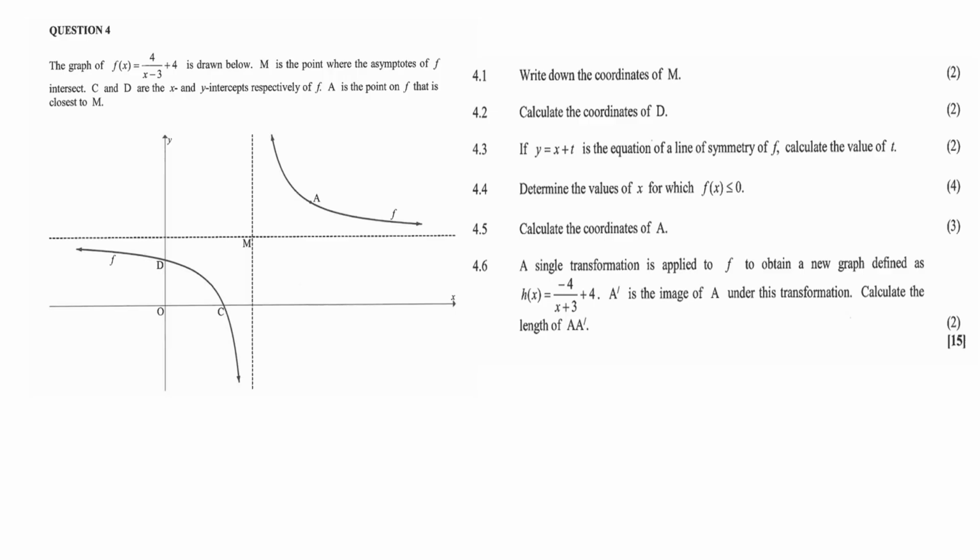A single transformation is applied to f. Remember, what is a transformation? It is the shifting of the graph, to obtain a new graph defined as h(x) = -4/(x + 3) + 4. So that is the only change there. That value is now a negative 4 instead of a positive 4 like the original. So A's image under this transformation. Calculate the length of A and A's image.